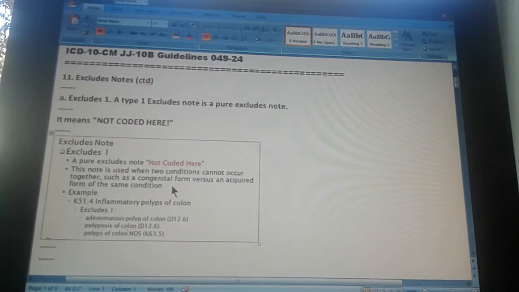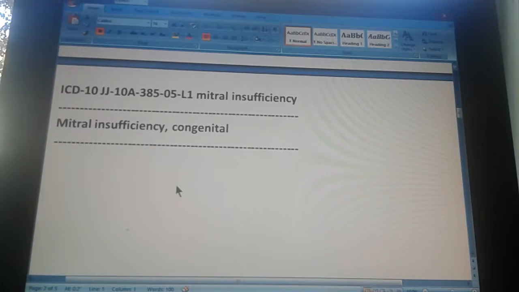Now let's do a little problem. Ready, set, go. The problem is ICD-10, problem 5, and it's a level 1, and the title is Mitral insufficiency. The whole text is mitral insufficiency, congenital. The mitral refers to the mitral part of the heart, one of the chambers of the heart.